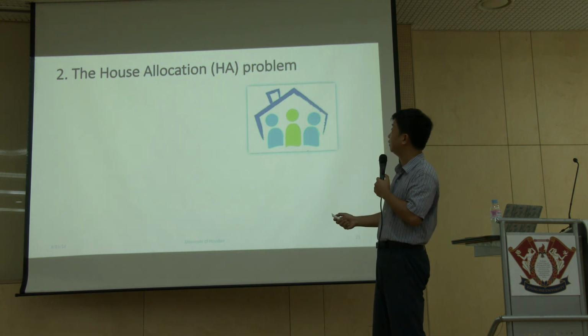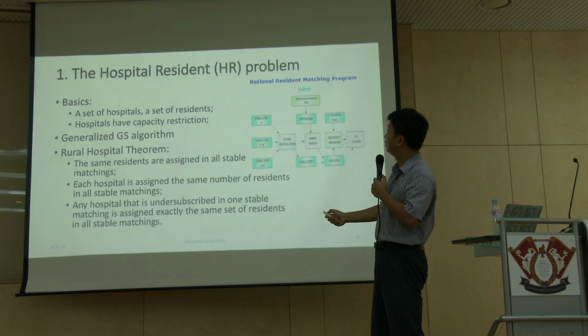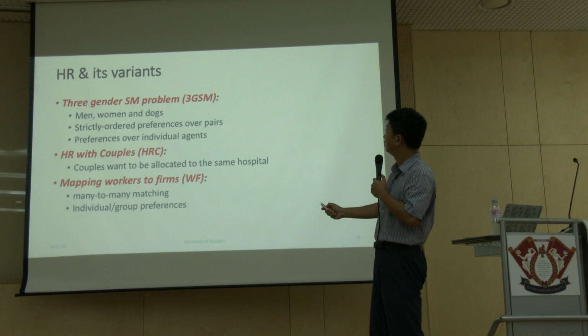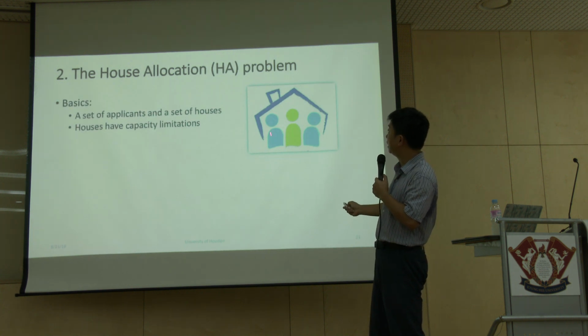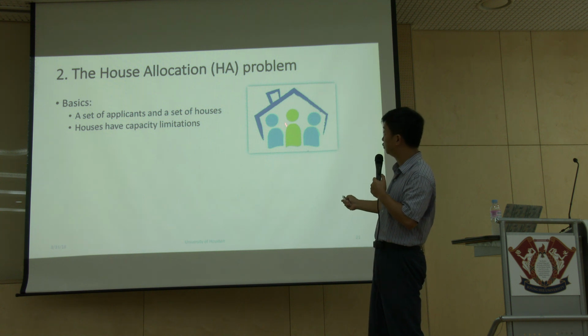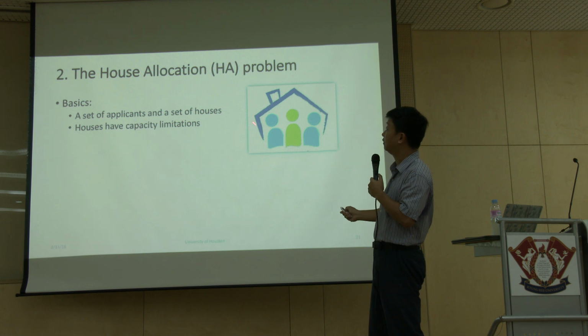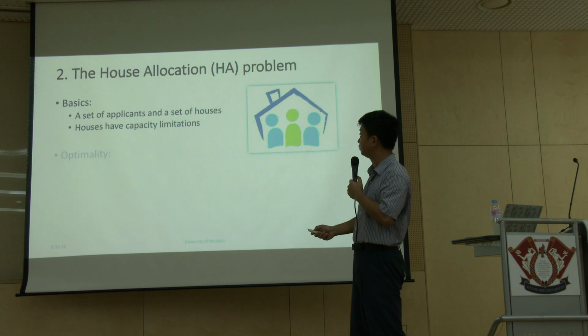And the second type is a house allocation. For the hospital resident, the hospital has the preference to the resident doctor. But for house allocation, the resident has the preference to the different apartments, different houses, but the house has no kind of preference to the resident. So that is a one-sided kind of preference case. So the house has a capacity limitation.